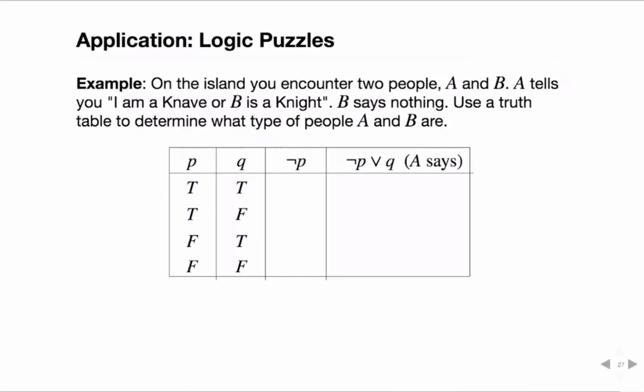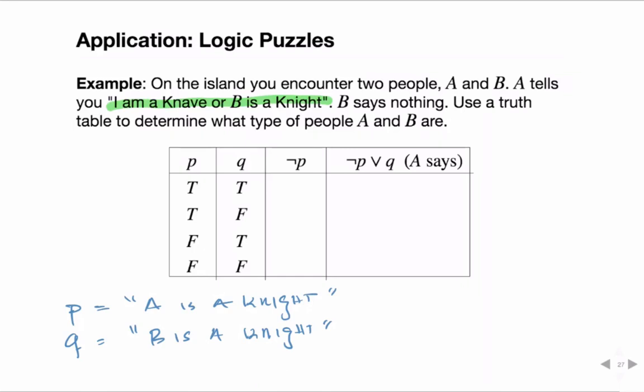Okay, so we're again going to make the association that P represents A as a knight, and the association that Q represents B as a knight. And then we want to translate the statement that A made. And so A said, I am a knave, or B is a knight. And so let's write that down over here where we have more room. I am a knave. And I'm going to give myself some more room than that.